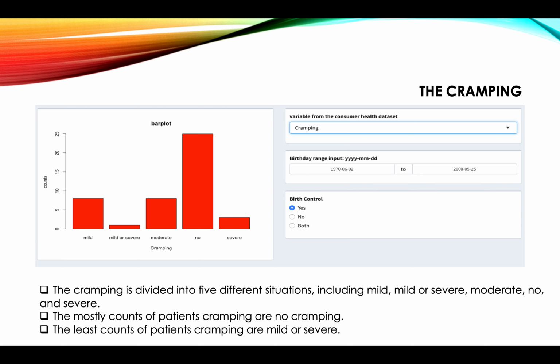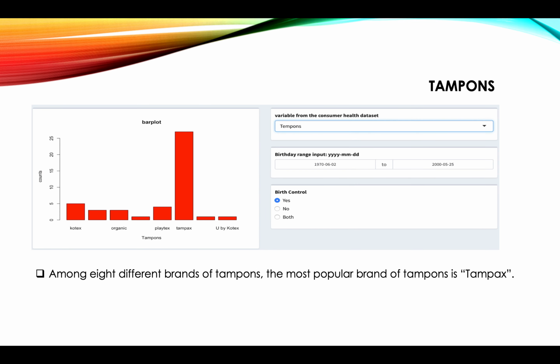In this slide, the cramping is divided into 5 different levels, including mild, mild or severe, moderate, no, and severe. The most counts of patients' cramping are no cramping, and the least are mild or severe. We can also see that among 8 different tampon brands, the most popular brand is Tampax.